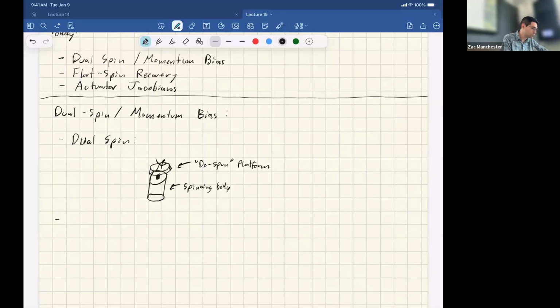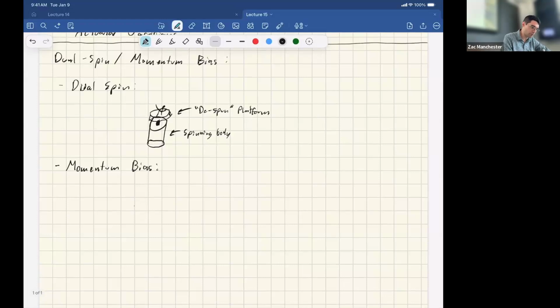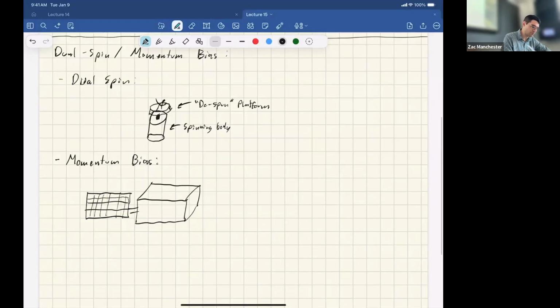And then the next evolution from there is the momentum bias design. This starts to look more like a modern spacecraft. So here we've got a bus that just models a box, and it might have solar arrays on it, all the usual things. And then what you do here is you're trying to have the same kind of passive stability, but instead you're putting all the momentum in a wheel that's inside the bus.